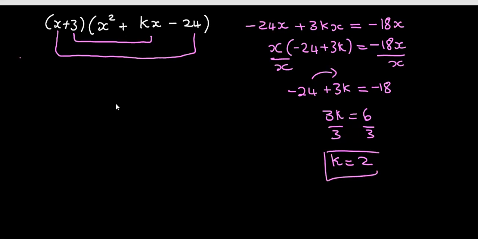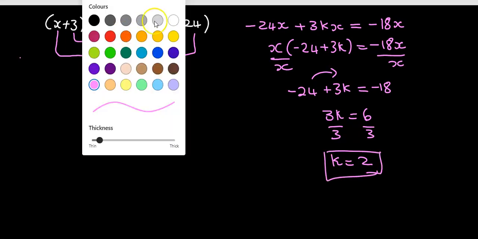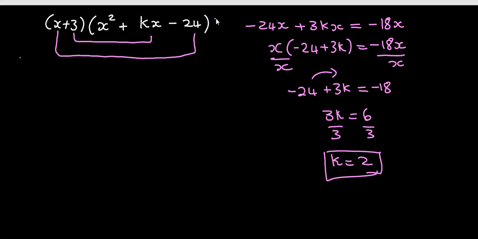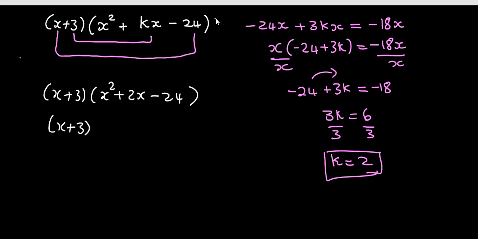So now that you have the value of k, you go back to that equation, you substitute your value of k. You're going to say this is x plus 3 into x squared plus 2x minus 24. Yay, this is a quadratic equation which will be easy for you to factorize. So this will be x plus 3, the other bracket will have x, then the other bracket will have x, then the factors of 24 that when we add or subtract, they give us the middle term of 2. We know that it's 6 and 4. So now I'm going to write them, 6 and 4.